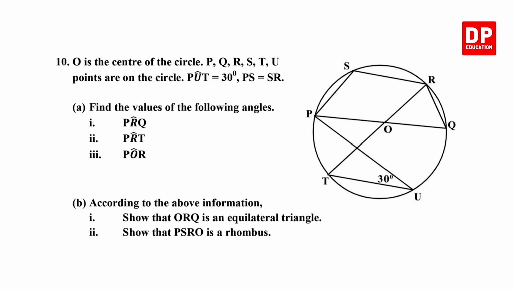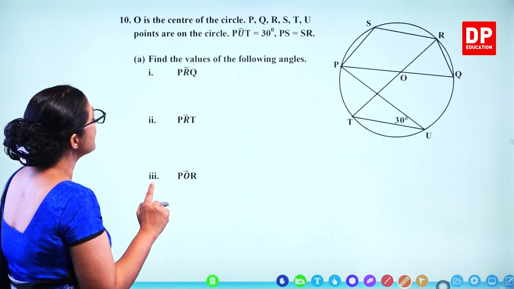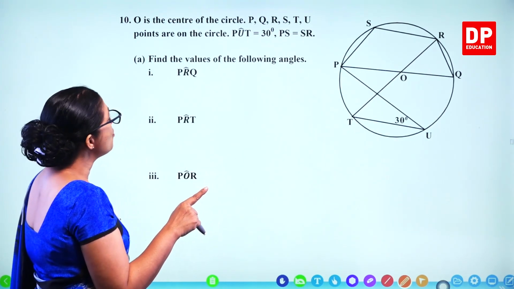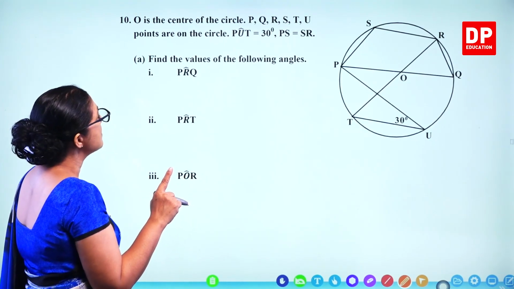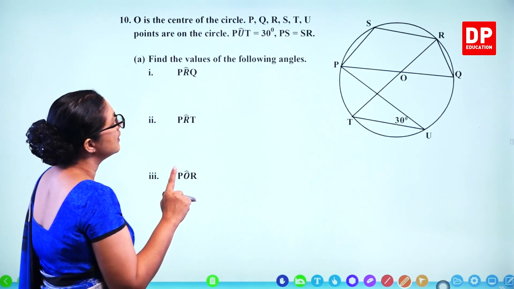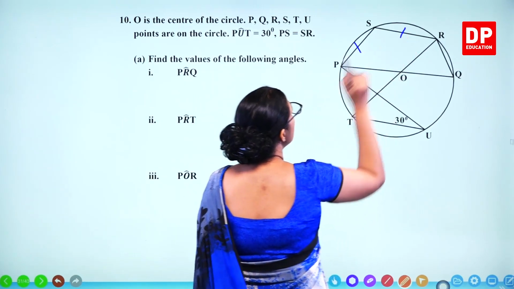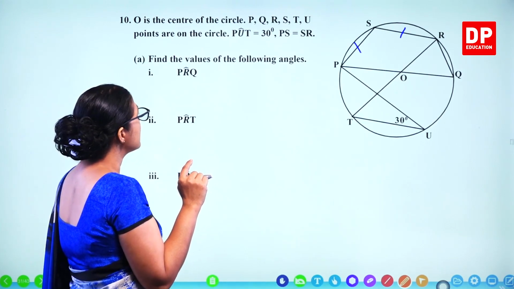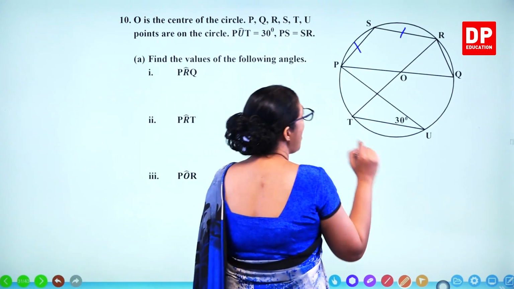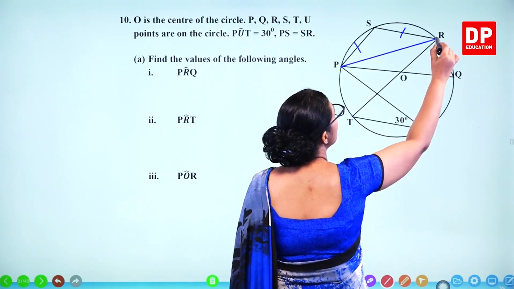Question number 10. Again, you have to find out angles there. So let's do that. O is the center of the circle. P, Q, R, S, T, U points are on the circle. PUT is 30. PS is equal to SR. These two lengths are equal. Find the values of the following angles. PRQ. So we'll connect this one.